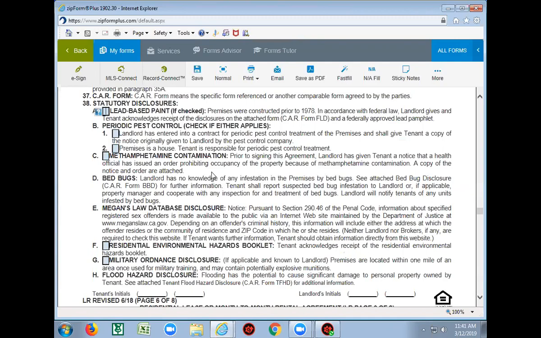It's already signed, and I didn't really let them sign it, but I mark it right here. But for some reason, I don't know. Yeah, this one's built in 1979, so it shouldn't be there. B, periodic pest control. Check if either apply.